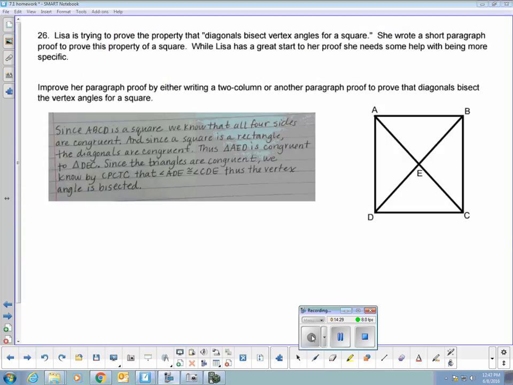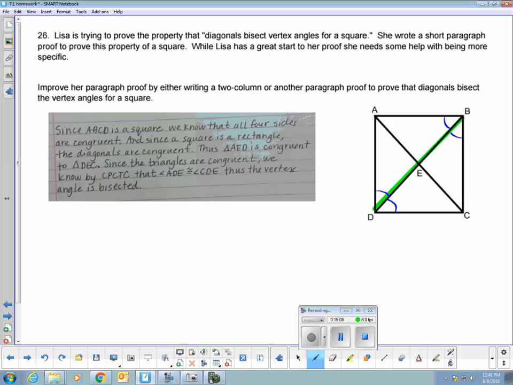All right, Lisa is trying to prove a particular property about squares, and that property says that the diagonals, highlight those, the diagonals bisect vertex angles, which means these diagonals cut these two angles exactly into two congruent parts, two congruent angles. So that's what she's trying to prove, that these angles are bisected or congruent to each other.